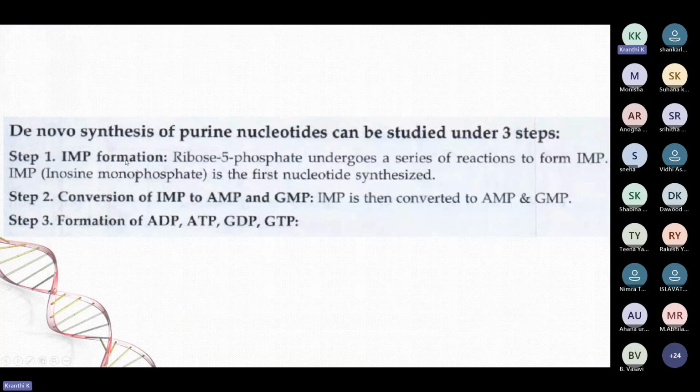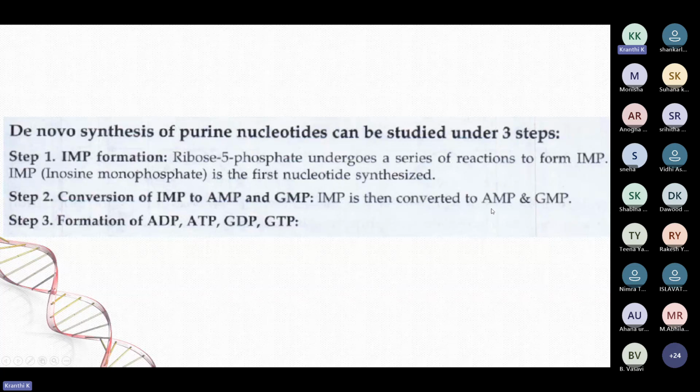IMP formation. First, it creates the inosine monophosphate. It's the first nucleotide synthesized. Then from this IMP, it creates the AMP and GMP. AMP is adenosine monophosphate, and GMP is guanosine monophosphate.